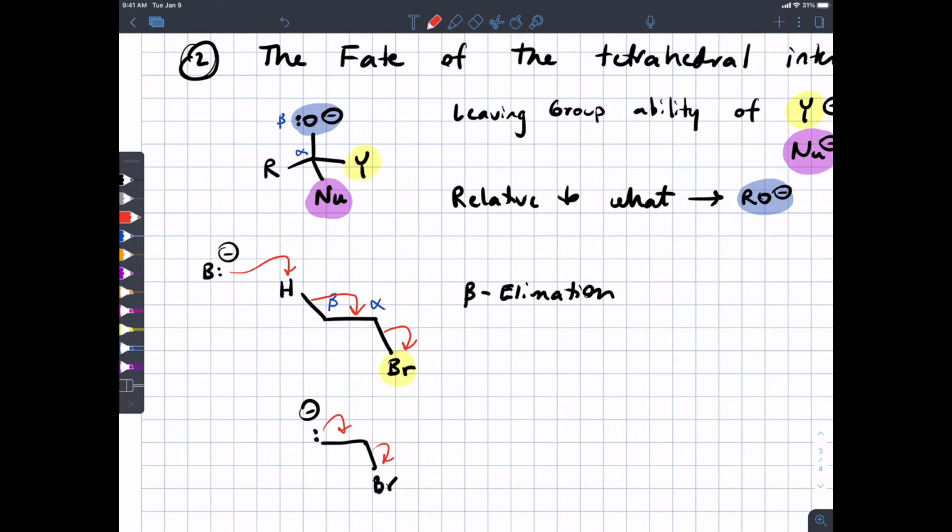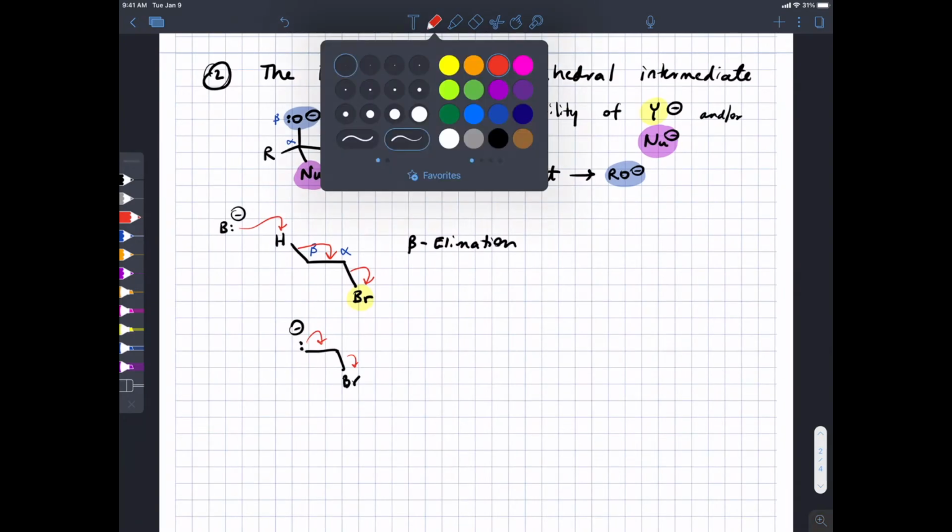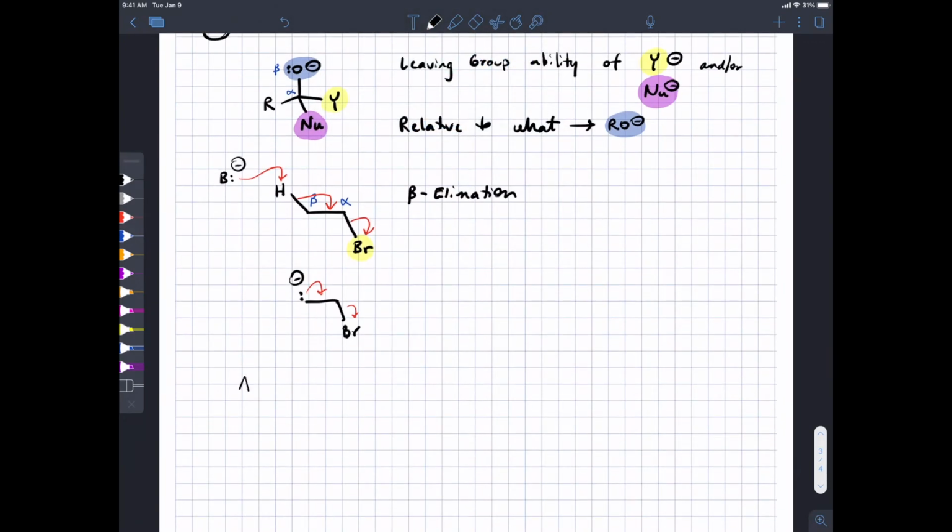Can these electrons on the negatively charged oxygen do beta elimination to kick off the leaving group? Okay, that's sort of what we're asking. So let's deal with a couple of specific cases, all right? So case A, I suppose, is where Y is a good leaving group relative to the negatively charged oxygen and is also a better leaving group than the nucleophile.